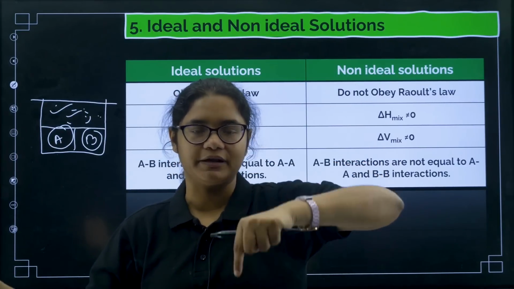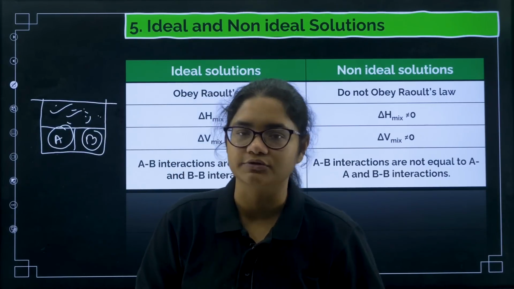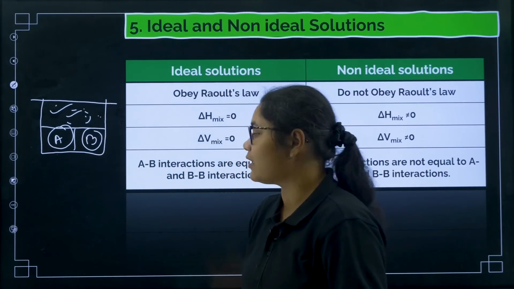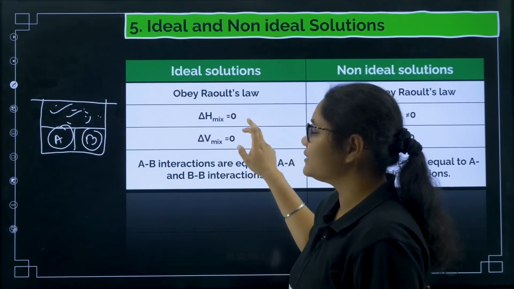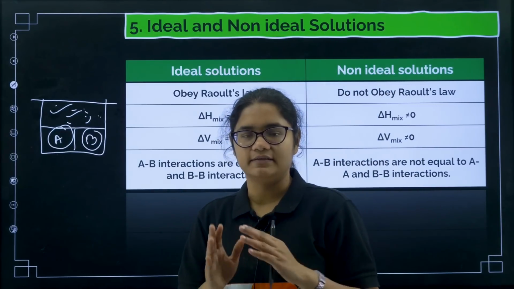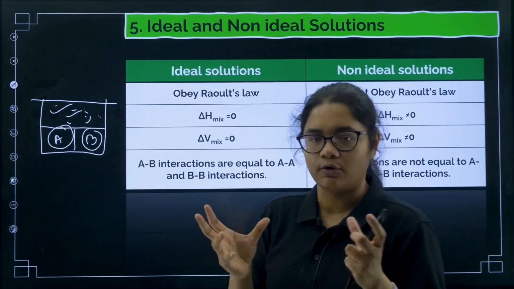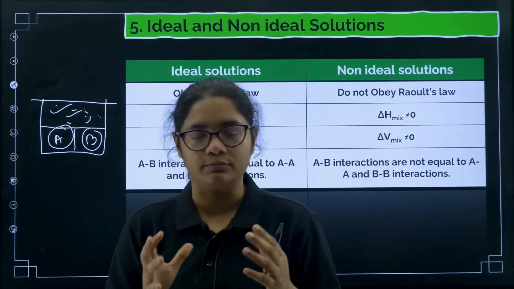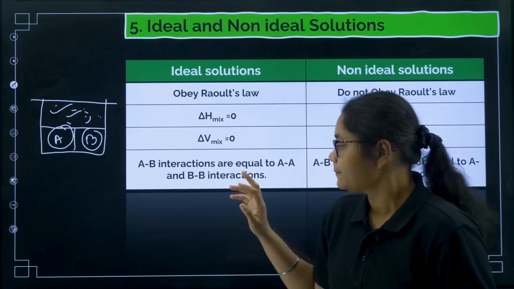I measured the pressure that is created. If the values are the same, that means it obeys Raoult's law. Now if it obeys Raoult's law, then these properties will also hold. Delta H mix is equal to 0, so when you mix it, there is no enthalpy change. When two solutions are mixed, their total volume has no change in the volume. That is also correct.